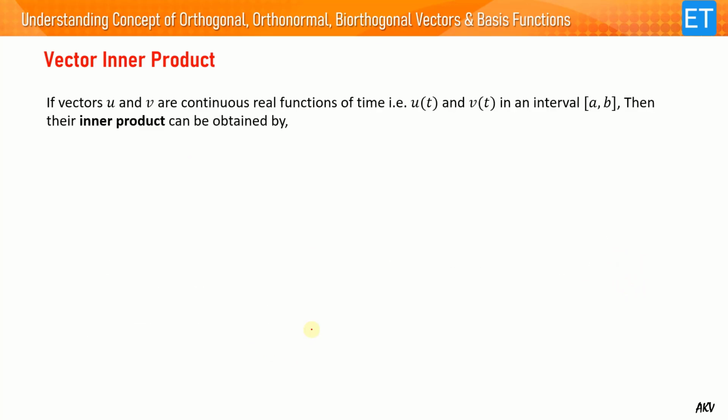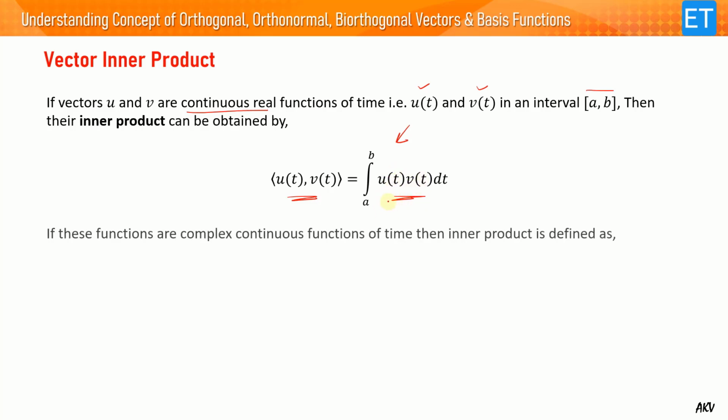In these two cases I have taken discrete vectors. If your vectors are continuous functions of time, like one is u(t) and another is v(t), let's say both are defined in the interval a to b, then the inner product of these two continuous functions can be expressed by this integration. So integration in the limit a to b of the multiplication of these two functions u(t) and v(t). If these functions are complex, again you take the complex conjugate of u, multiply with v and then take the integration from a to b.